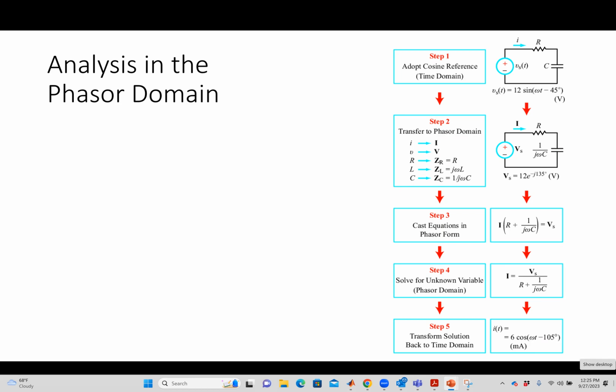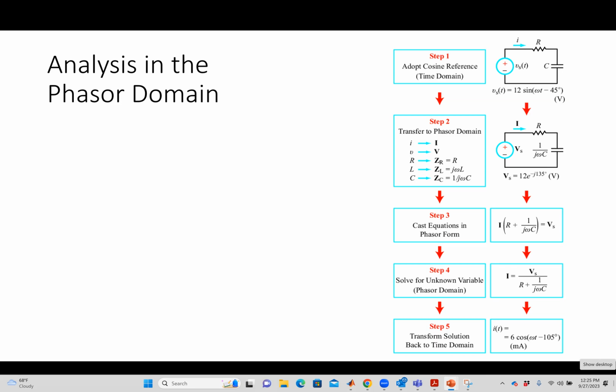Basically, we get a circuit in the real world. So we've got a cosine source of some kind, and then we transform it to this phasor domain where everything appears in terms of impedances. All right, so in the time domain, it's a capacitor. It means I equals C dV dt. But we transform it to this phasor domain where all of the voltages and currents are complex numbers. They're all phasors, right? So they're basically angles and magnitudes.